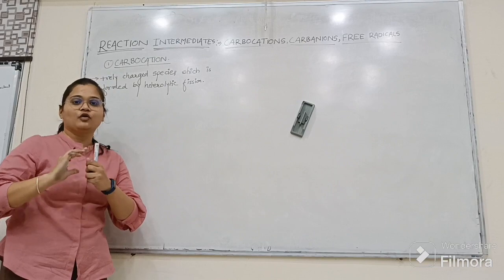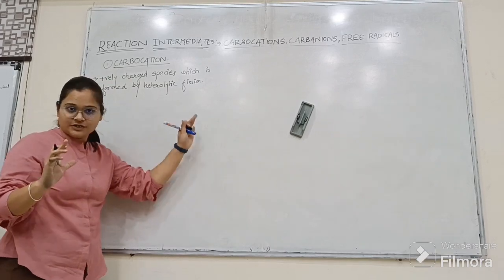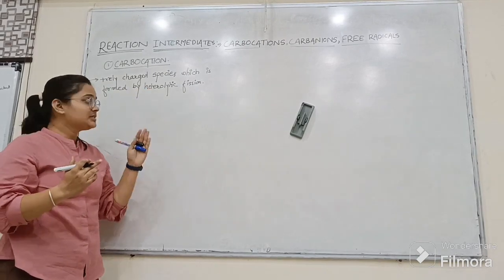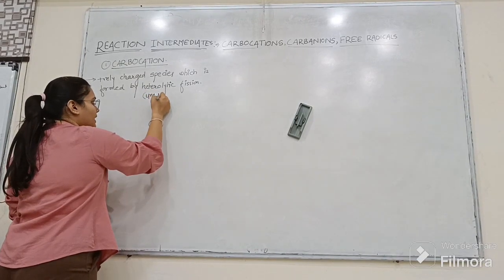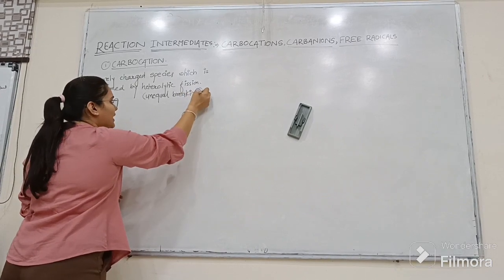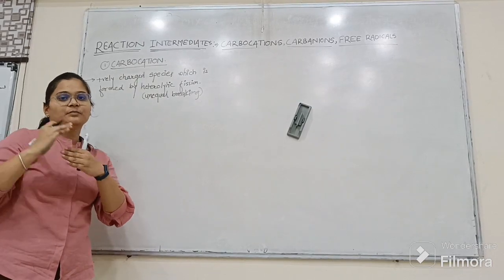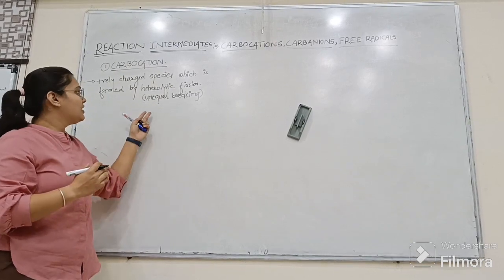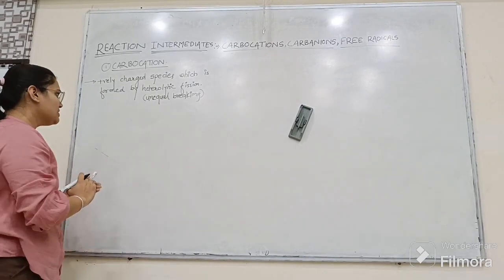Fission means the breaking of a bond, and breaking of a bond can take place in 2 different ways: one is heterolytic fission and the other is homolytic fission. As I mentioned, carbocations are formed by heterolytic fission, which is the unequal breaking of a bond. Due to heterolytic fission, ions are formed, which can be positive or negative. Carbocations are positively charged species formed due to the unequal distribution of electrons, that is heterolytic fission.